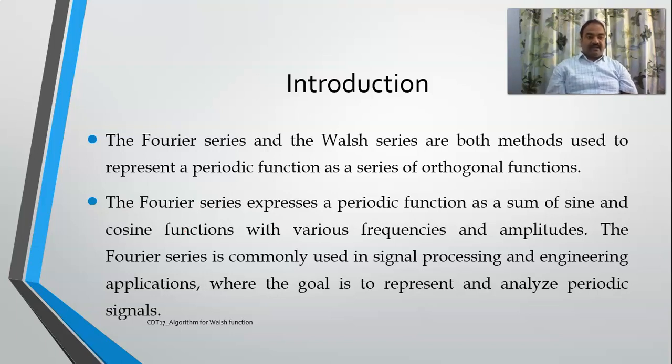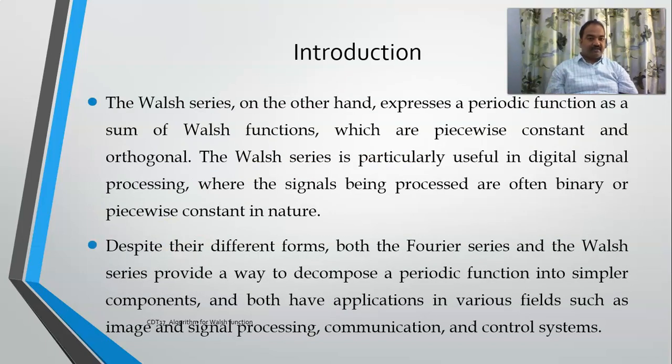As already said in the last two lectures, Fourier series and Walsh series are both methods for representing a periodic signal. Fourier series represents a periodic signal in terms of a sum of sine and cosine functions of various frequencies and amplitudes, whereas the Walsh series expresses a periodic function as a sum of Walsh functions, which are piecewise constant and orthogonal functions. Both of these representations have found their applications in signal processing, communication and control systems.